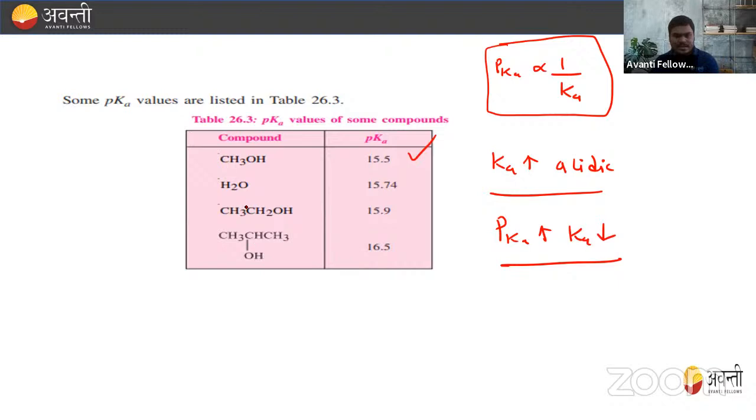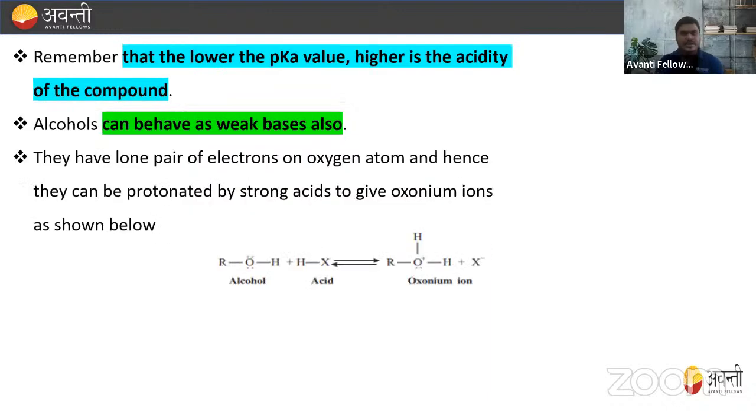Similarly, this is H2O. If you're talking about H2O and methanol, H2O has the higher pKa value, that is 15.74. This is 15.5 approximately. So higher the value of pKa, lower the value of Ka, and lesser the acidic character, right? Now remember, as I already told you, the lower the pKa value, the higher is the acidity of that compound. Okay?